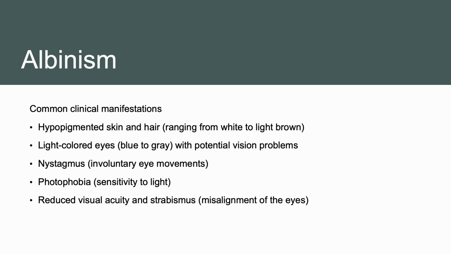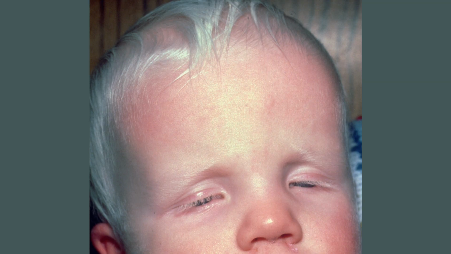Clinical manifestations involve hypopigmented skin and hair, and there can be a pretty wide range from white to light brown, depending on the type of albinism. Light-colored eyes with potential vision problems, nystagmus or involuntary eye movements, sensitivity to light, and reduced visual acuity and strabismus. Here's a clinical image.